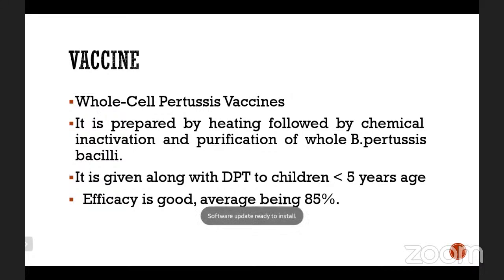One is the whole cell pertussis vaccine. It is prepared by heating, followed by chemical inactivation and purification of whole Bordetella pertussis bacilli. It is given along with DPT to children less than 5 years. In the whole cell pertussis vaccine, the efficacy is very good, average about 85%.